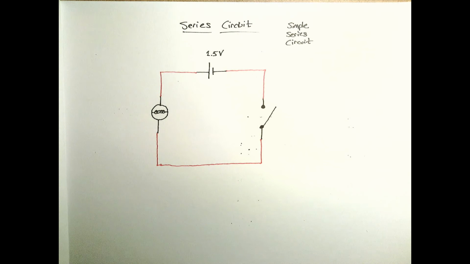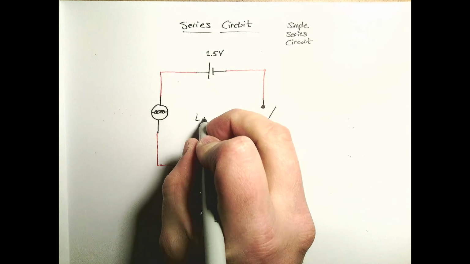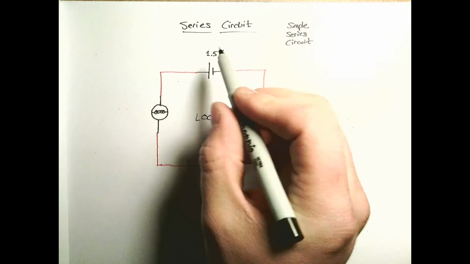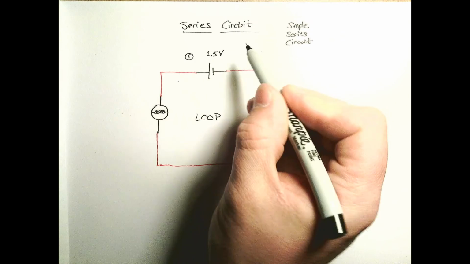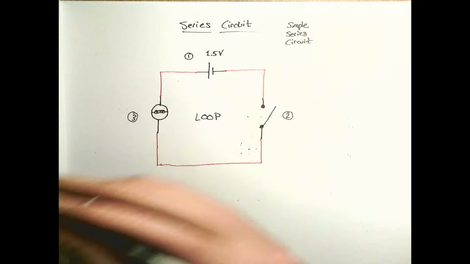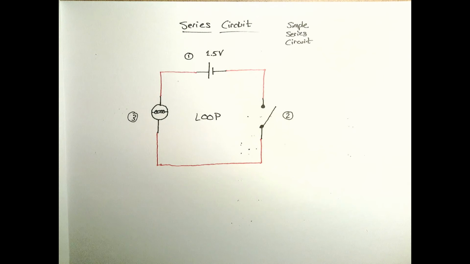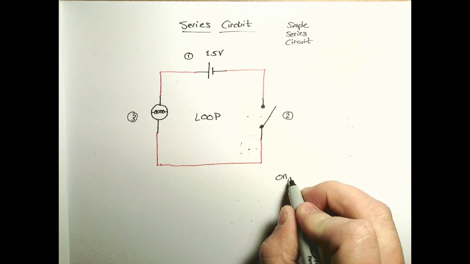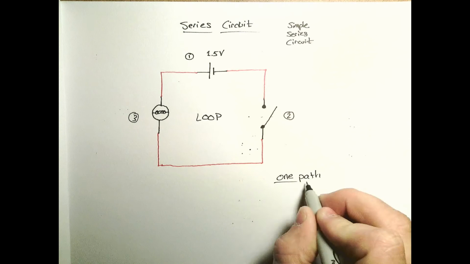Now, when we're talking about a series circuit, the word series means one after another. So you will always basically see a simple loop. I'm going to call this spot 1, and the electricity goes to spot 2, then around to spot 3, and then it returns. It goes around in a very specific order. There are no forks in the road, no detours. It has one path. That's very important.